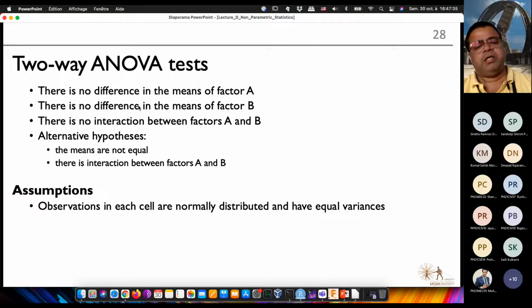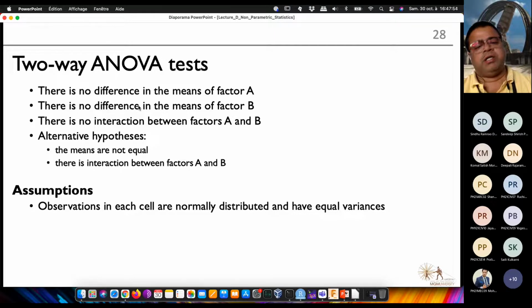Okay, so then there is the first null hypothesis. These are the three null hypotheses. There is no difference in the means of factor A. There is no difference in the means of factor B. And there is no interaction between factors A and B.